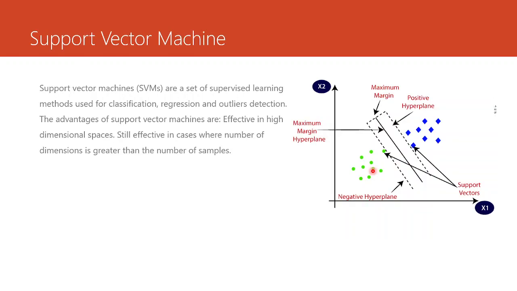Then we have our support vector machine. What is a support vector machine? This is the algorithm which doesn't only rely on our data set, but it also calculates the data which we have not provided. That type of data is called outliers, the data lying outside our data. So support vector machine is a set of supervised learning methods for classification, regression, and outlier detection. The advantage of support vector machine is that it is highly efficient, high dimensional spaces are handled, and it is still effective in cases where the number of dimensions is greater.